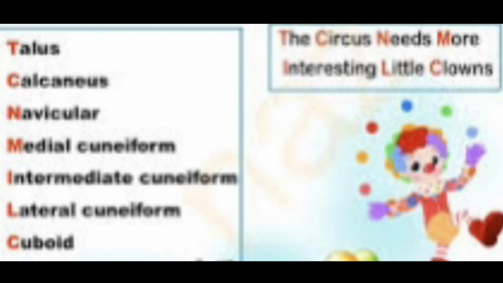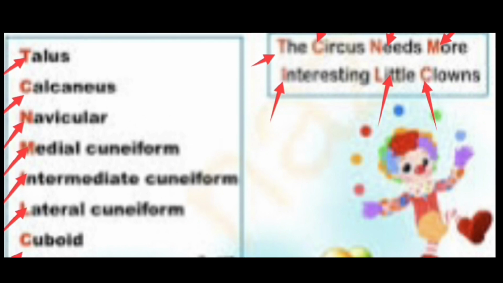Now the other mnemonic you can see over here. This is another mnemonic. The circus needs more interesting little clones. So the first letter helps to memorize the talus bone, while the C here helps to memorize the calcaneus, while the N here will help to memorize the navicular bone, while the M will help to memorize the medial cuneiform, and the I will help to memorize the intermediate cuneiform, and the L will help to memorize the lateral cuneiform, while the C will help to memorize the cuboid bone. So this was another mnemonic for memorizing the tarsal bones.